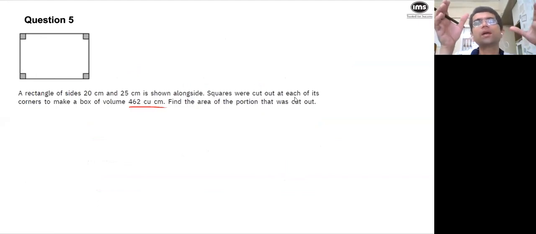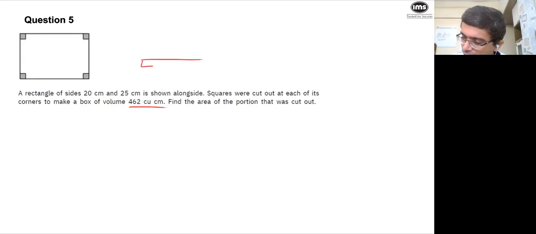So imagine that maybe there is a craft class at your school, or you are making a decorative piece, a tray maybe at home, just to gift it to your small young little cousin. You want to give him a tray to make him happy. So what will you do? You will take a rectangular cardboard, cut the squares and fold them from all sides, and you will get a nice little tray.